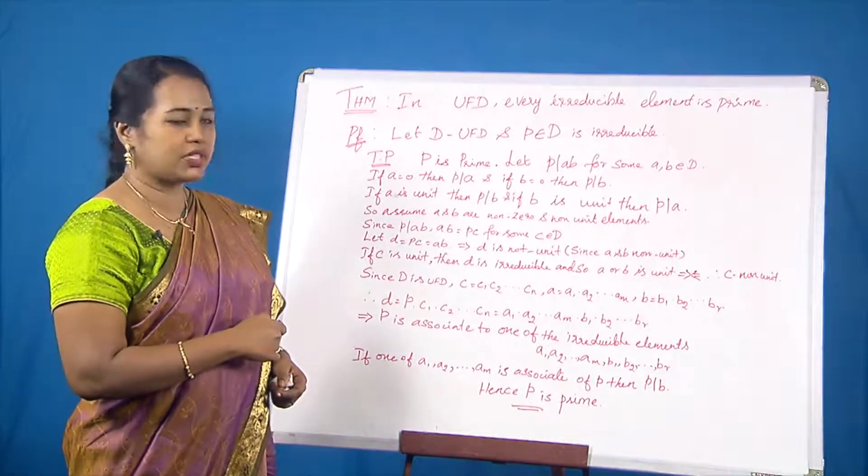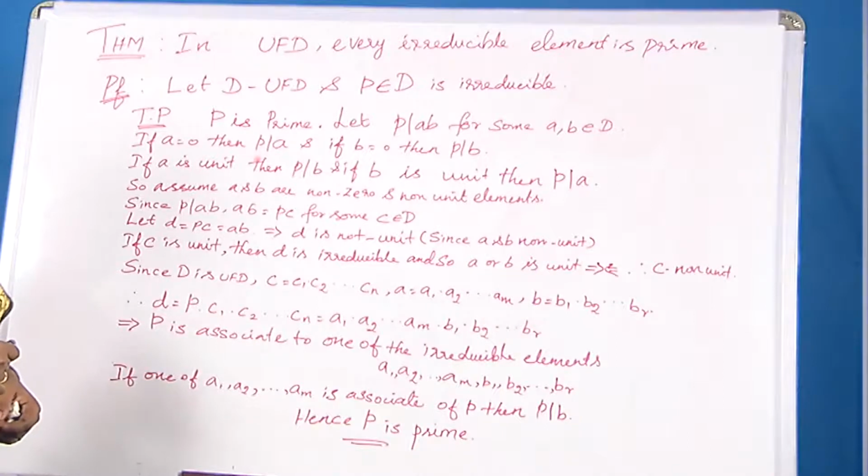Suppose a is equal to 0, then obviously p will divide a, and if b is equal to 0, then p will divide b. And in both cases, we have proved that if p divides ab, then p divides either a or p divides b. So, for this trivial case, it holds true.